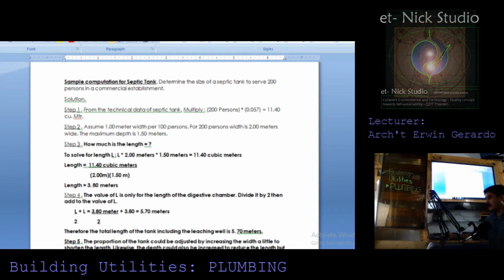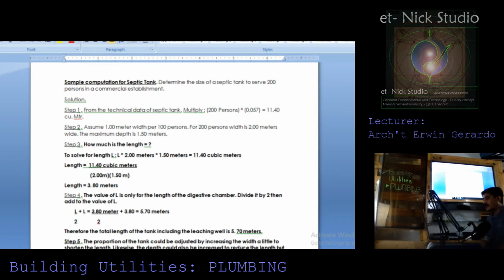Take note, the volume of the septic vault is 11.40 cubic meters. So if we cross multiply, we have length equals 11.40 cubic meters divided by 2 meters times the depth, which is 1.50 meters. Therefore, the length of the septic tank is 3.80 meters.